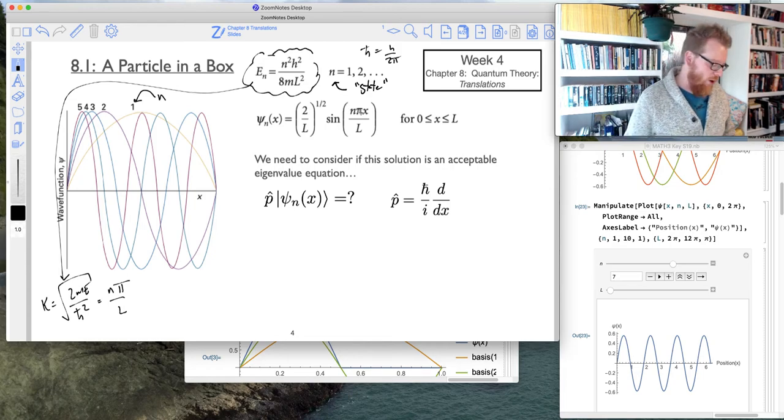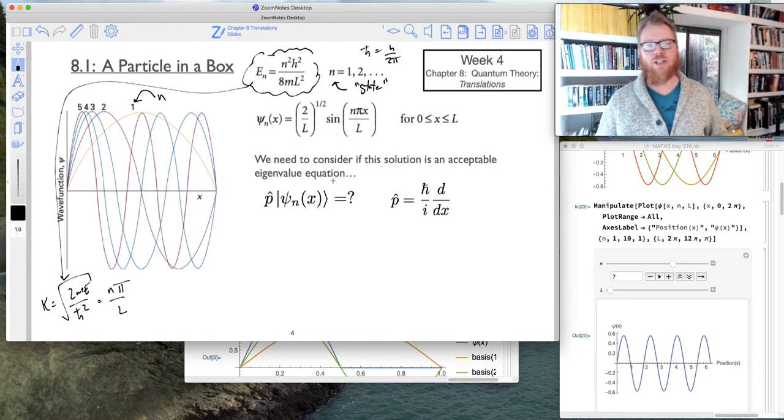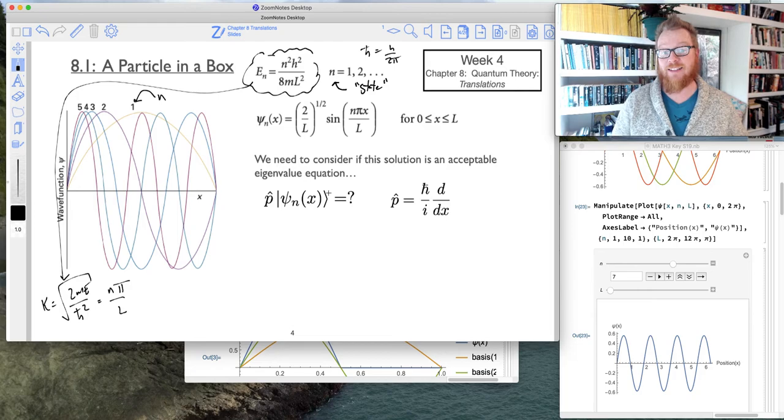Okay, so I want to keep going with this and pose a question. We need to consider if this solution is an acceptable eigenvalue equation. So this solution specifically, okay? One way that we could do that would be by using the momentum operator and operating on psi and seeing if we get a single eigenvalue out of it. But we will run into a problem almost right away.